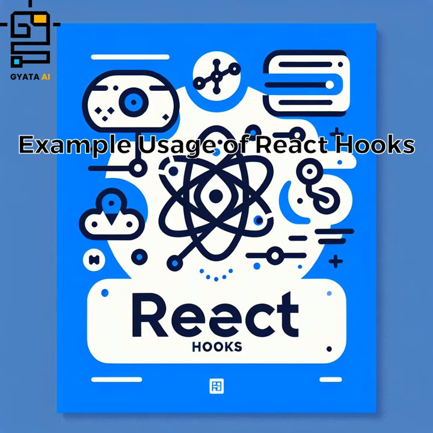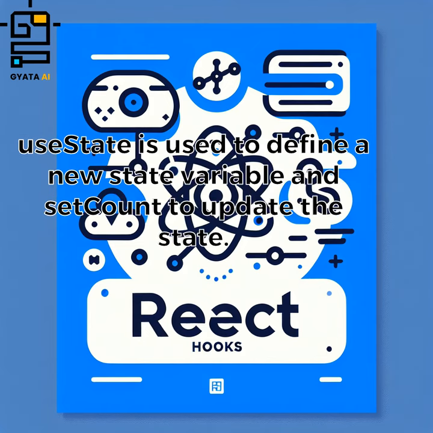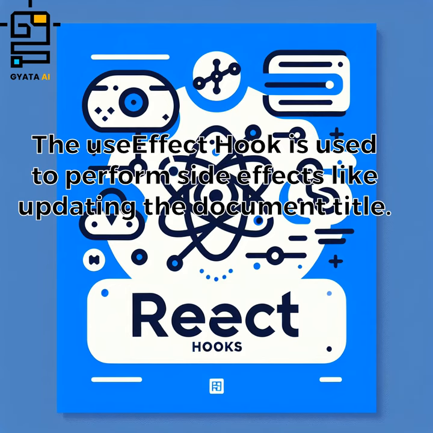Example usage of React hooks. Demonstration of useState and useEffect hooks in a functional component. useState is used to define a new state variable and set count to update the state. The useEffect hook is used to perform side effects like updating the document title.